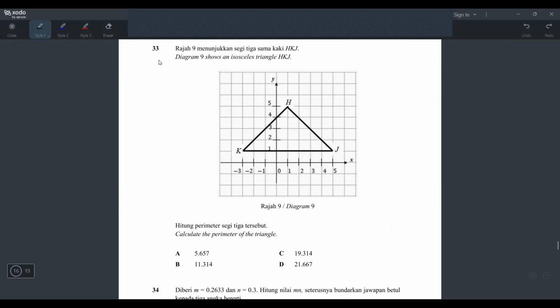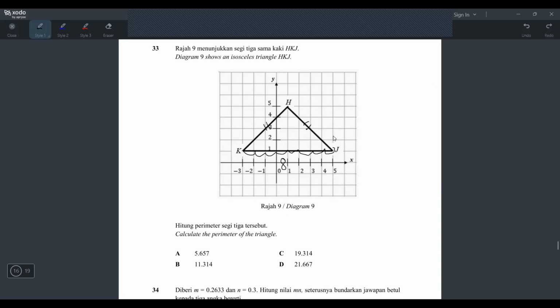Okay, done. 33, diagram 9 shows an isosceles triangle. So isosceles means there are two equal lengths. So this one is equal. And then they say calculate the perimeter of the triangle. Okay, let's see how to do it. Okay, perimeter means we take the lengths on the outside and add them together. Okay, the length here can be counted 1, 1, 2, 3, 4, 5, 6, 7, 8. So the length here is 8. But we have to add with here, add with here.